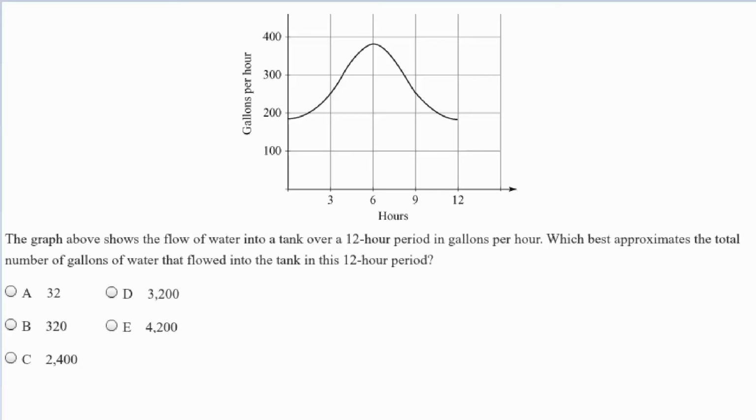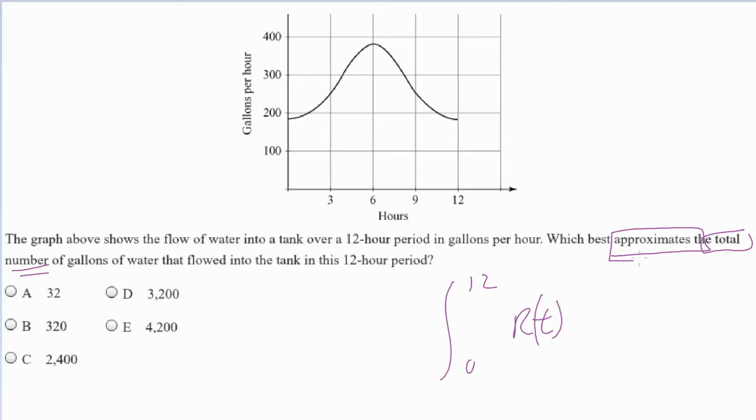The graph shows the flow of water into the tank over a 12-hour period in gallons per hour. So we've got a rate, gallons per hour, which best approximates the total number of gallons. So we want the integral from 0 to 12 of that rate, which would give me the total. Now it is calculator active, but I don't have a function to integrate, and it says which best approximates.